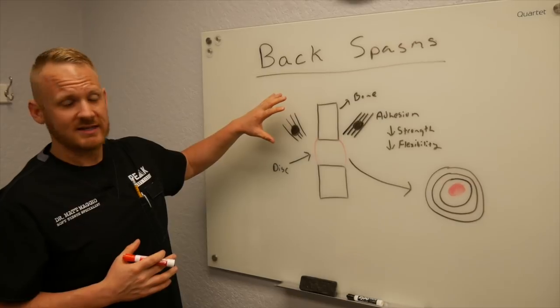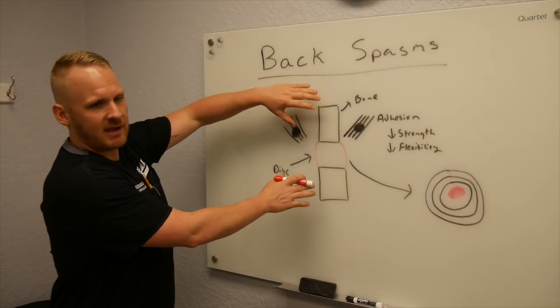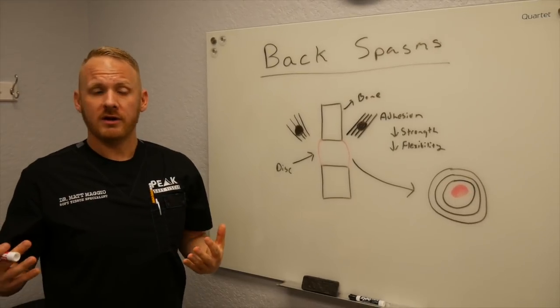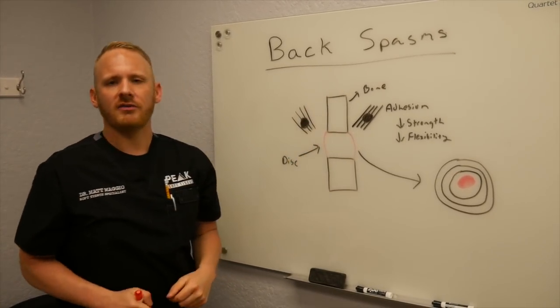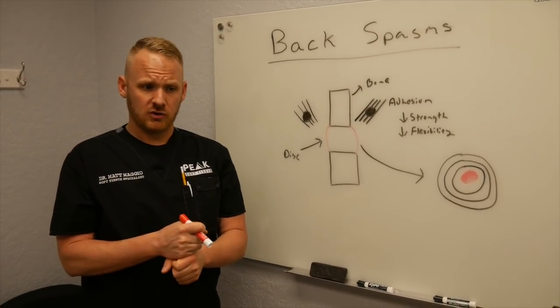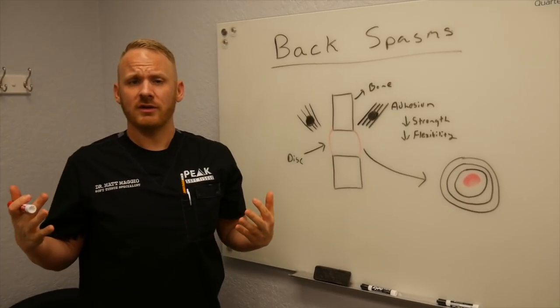So we got a fancy diagram in here. Basically what I wanted to draw first was a segment of your vertebrae or your spine. Up here are what's called the vertebrae, and in between is called the disc. The disc is a really good shock absorber. It's designed to handle force like this all day long, and that's what it's really good at.